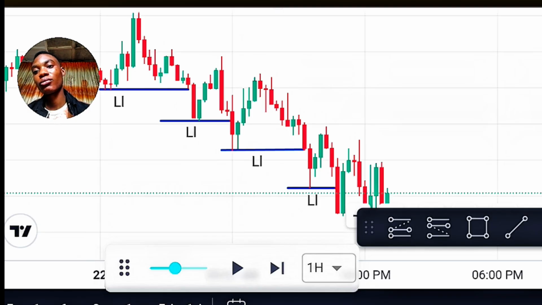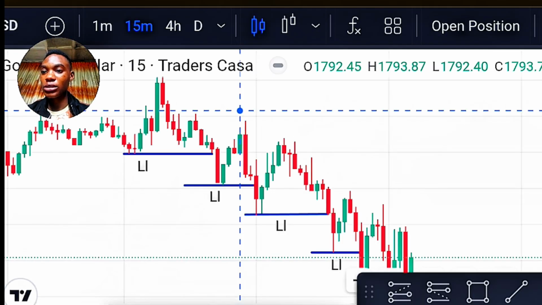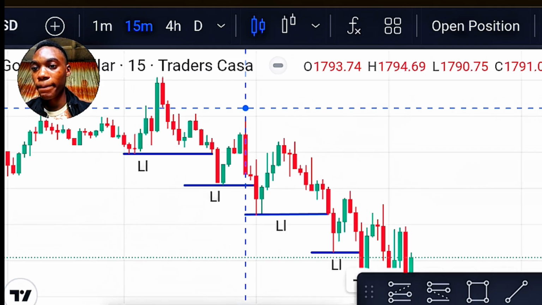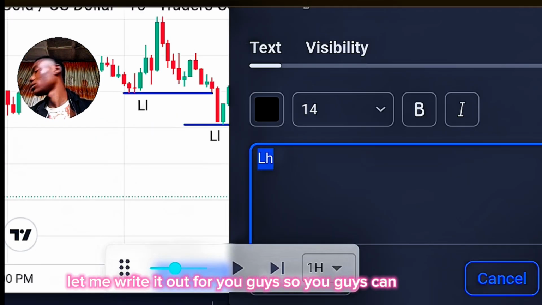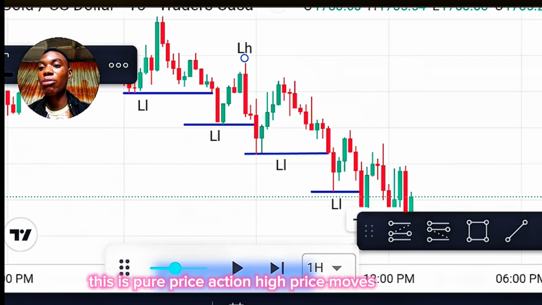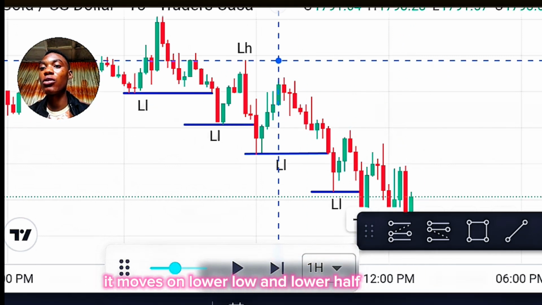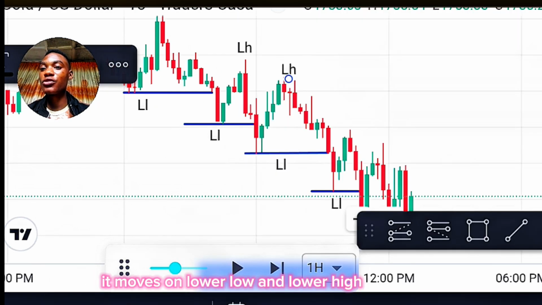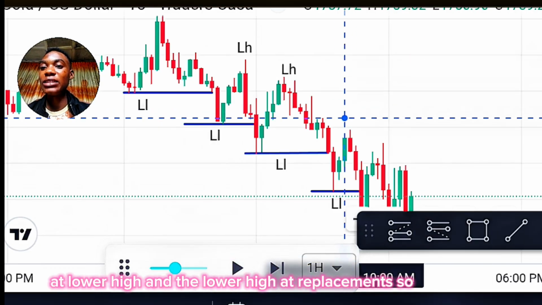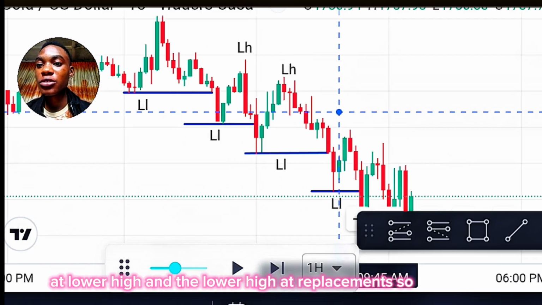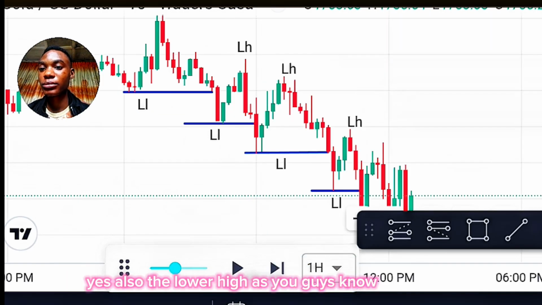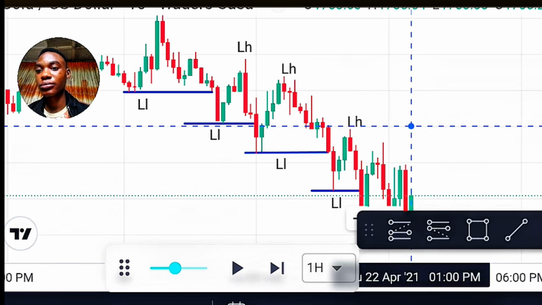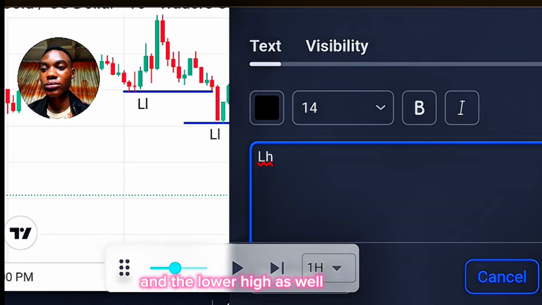So we'll go through the high. This is the lower high. Let me write it out for you guys. This is pure price action. How price moves: it moves on lower low and lower high. It moves on lower low and lower high. It gives you an opportunity to enter the market at the lower high, at retracement. So here is also the lower high, as you guys know, and the lower high as well.